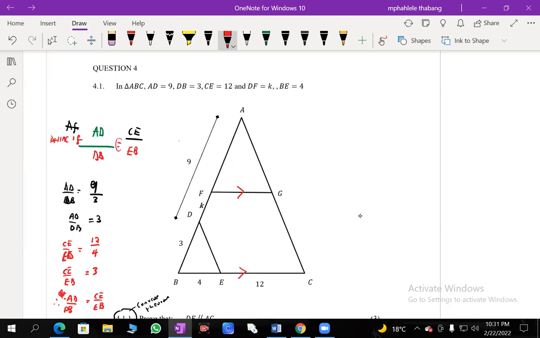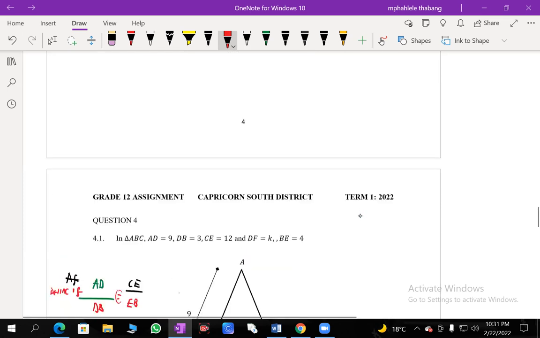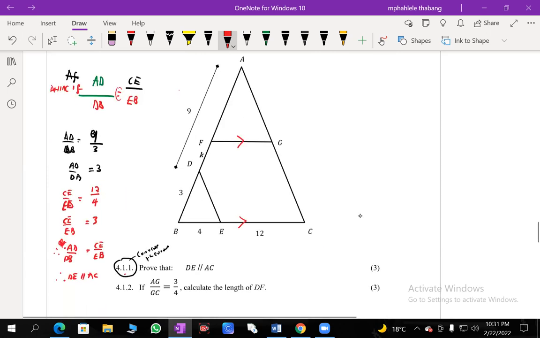And this one I can bet with my cash that they missed that FG is parallel to BC. Not actually missed, but failed to provide the information that FG is parallel to BC. Maybe if you look at the errata, it will show you that FG is parallel to BC. This is not a final exam. These guys, they make mistakes. I know. Especially if it's not a final exam.